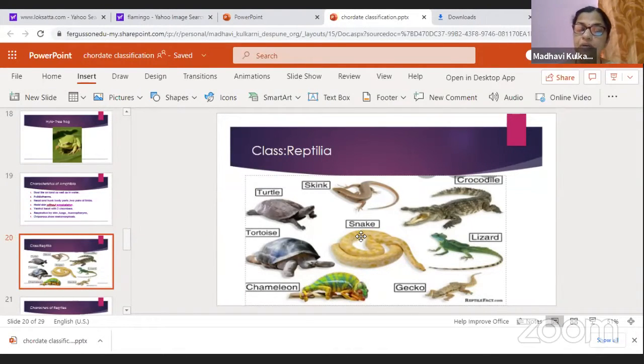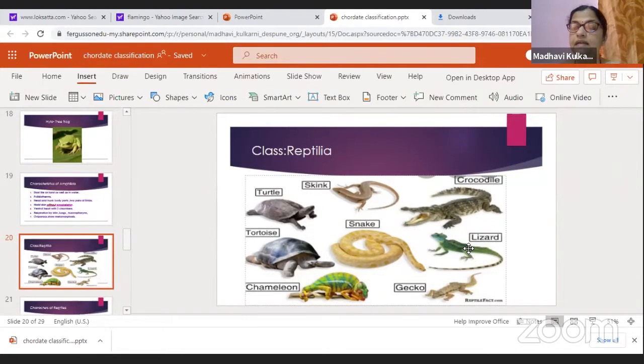Snakes, a peculiarity of snake, all of you are knowing, they do not have any limbs. They are limbless reptiles. Crocodiles and alligators, they are aquatic reptiles. Even the turtle is an aquatic reptile.